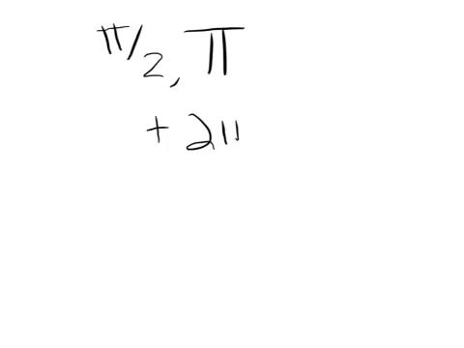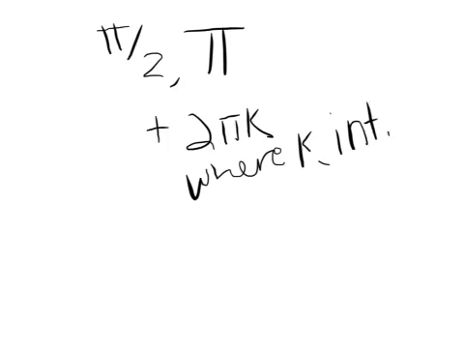So now that we found that 3 pi divided by 2 was an extraneous solution, our answers are only pi divided by 2 and pi. We see that this problem also does not have restrictions, so we always have to add plus 2 pi k, where k is an integer. And that concludes this problem.